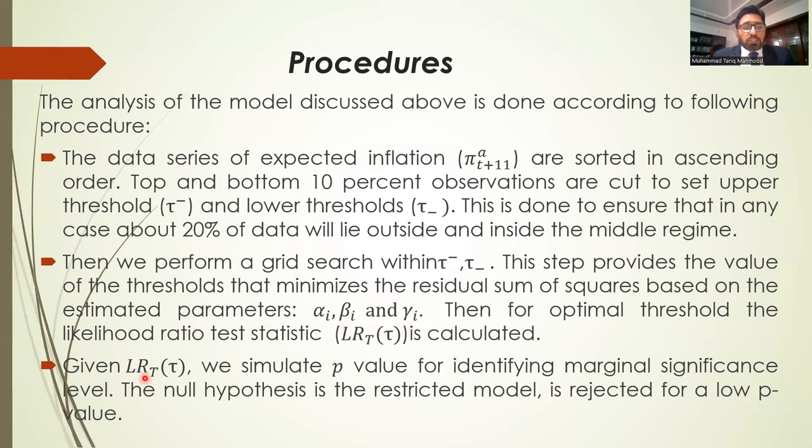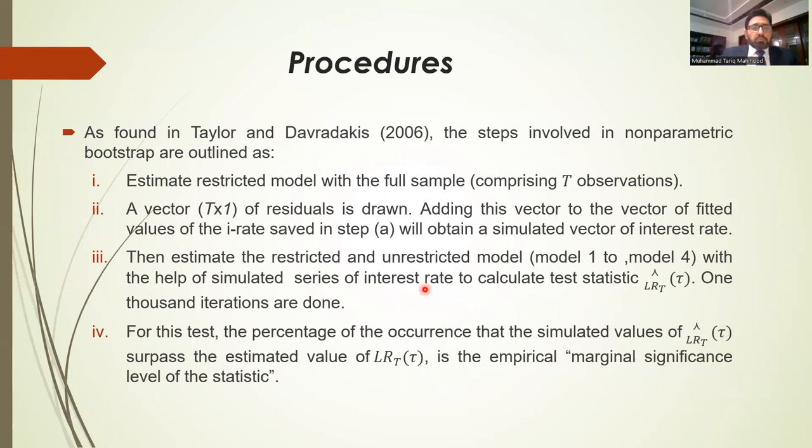Then for the optimal threshold, the likelihood ratio statistic is calculated. So given the LRT for a given value of tau, the threshold level, we simulate the p-value for identifying the marginal significance level. The null hypothesis of the restricted model is rejected for a low p-value. So if the p-value is lower, then we would reject the null hypothesis, that is, whether asymmetry exists or not, whether the restricted model is preferred over the unrestricted model.